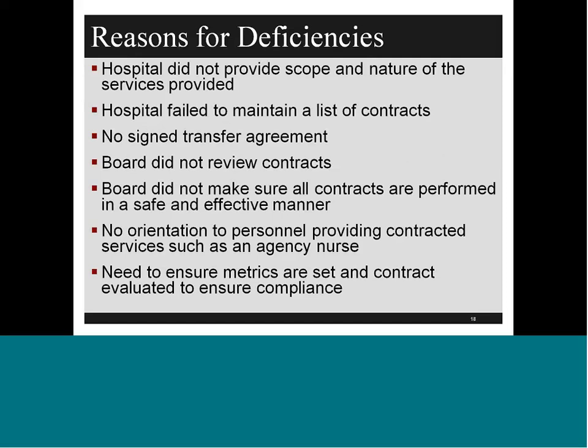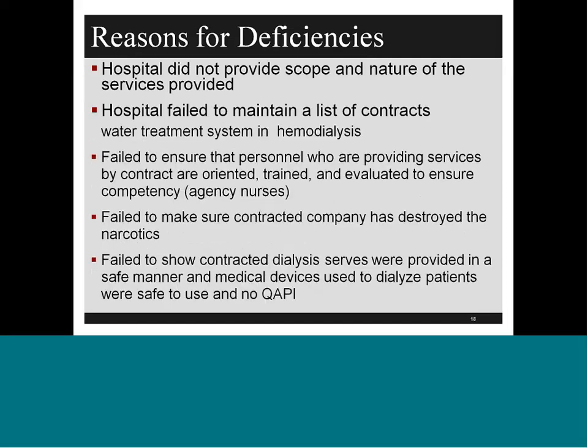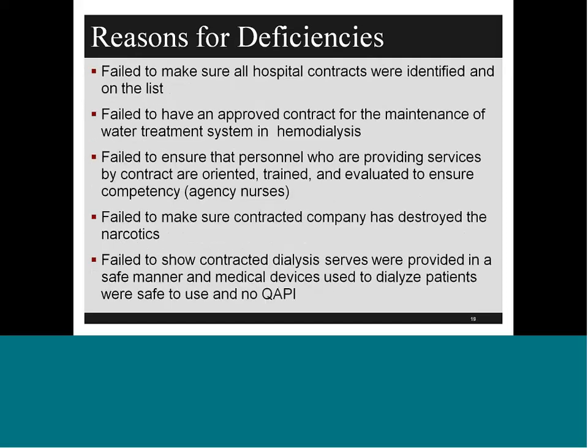This was an agency nurse, and there was no orientation to somebody who was providing contracted services. CMS calls travelers and agency nurses non-employee nurses. And then you need to make sure that you're having metrics and that the contract is evaluated to ensure compliance. And so again, performance indicators. I'm actually going to explain all these because these are in the CMS COPs.